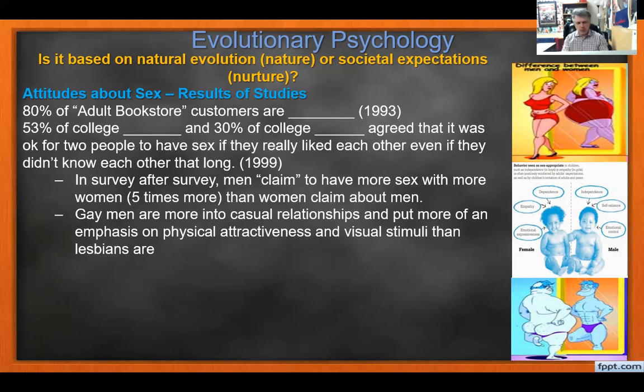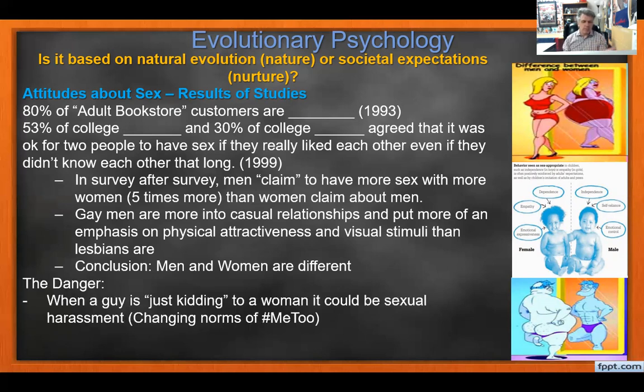And there are these varieties of men and women as well. So the conclusion is that men and women are different. There's no way around it. Men, women, different. Now here's the danger. When a guy's just kidding with a woman, it could be looked at as sexual harassment, especially with the changing norms that we have going on, the Me Too movement and everything else.